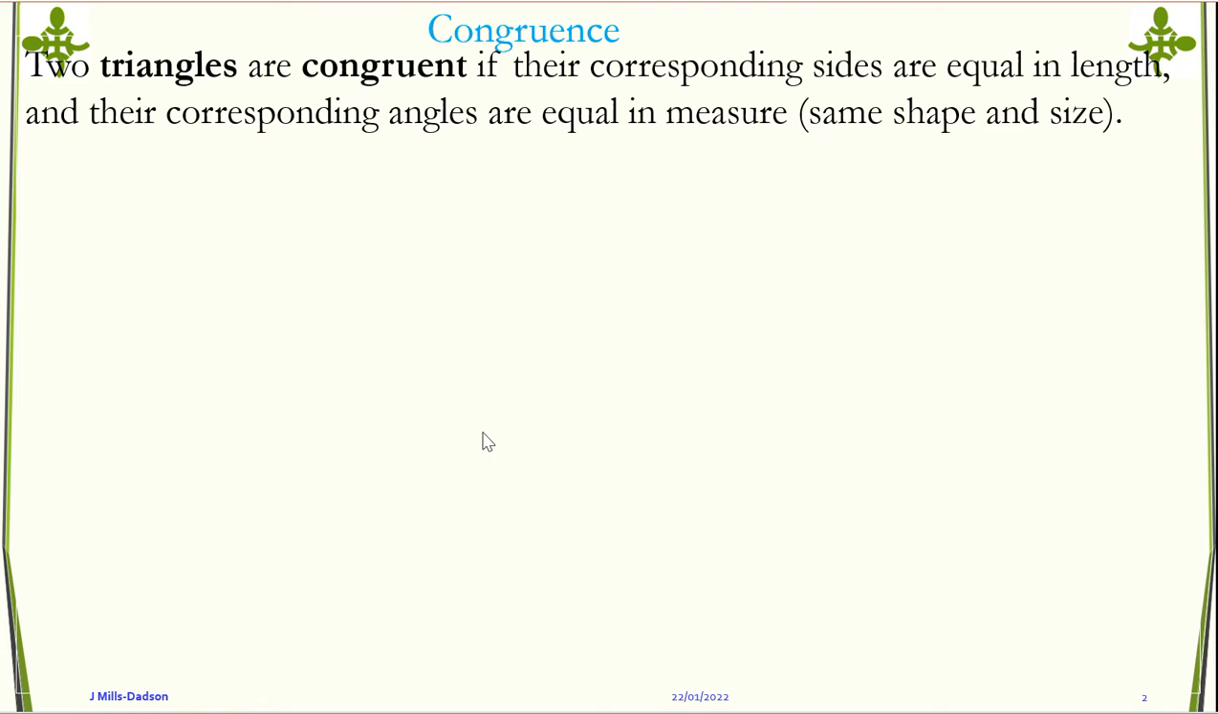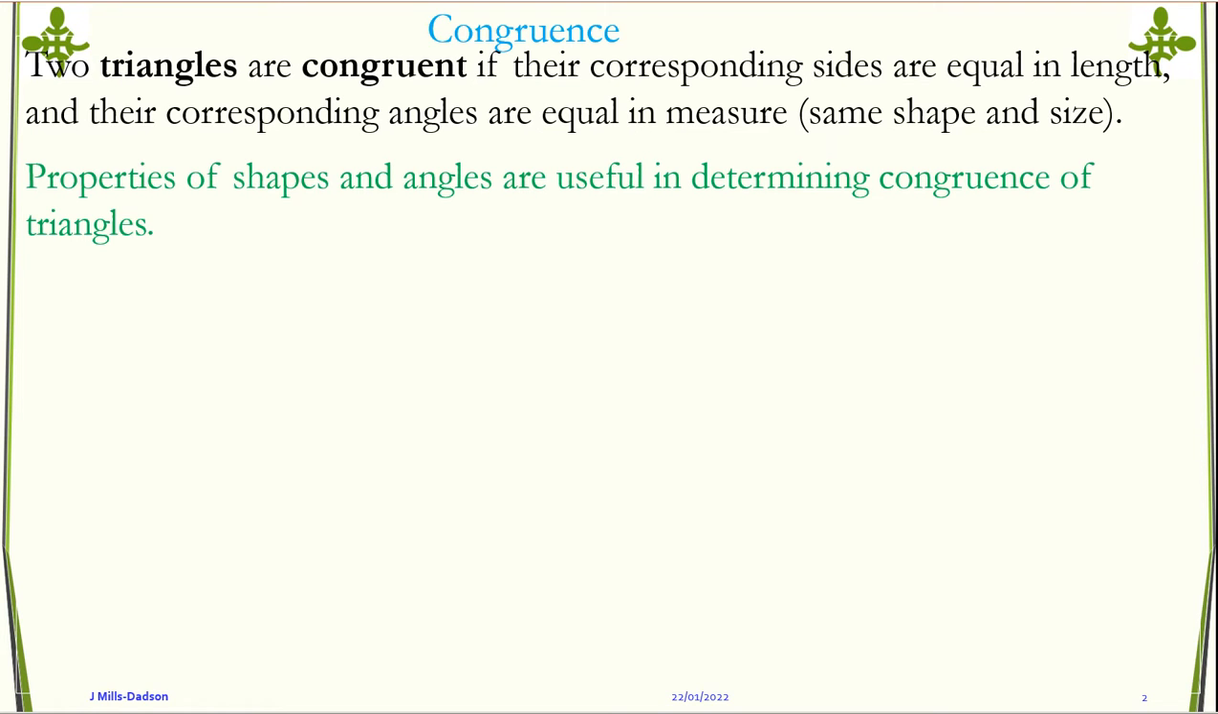Two triangles are congruent if their corresponding sides are equal in length and their corresponding angles are equal in measure. In short, we can say same shape and same size. And for you to be very fluent in proving congruence of triangles, you must really understand properties of shapes and angles because they help a lot in proving congruence of triangles.